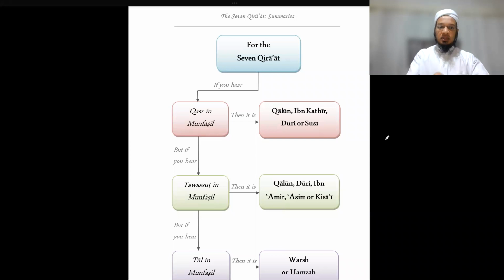So for the 7 qira'at, if you hear qasr in mad munfasil, then it's going to be either Qalun, Ibn Kathir, Duri, or Susi. If you don't hear qasr, but you hear tawassut, then it's going to be one of Qalun, Duri, Ibn Amir, Asim, or Kisa'i. And if you don't hear tawassut, but you hear tul, then it is either Warsh or Hamza. So you first listen to the mudud in order to narrow it down to these combinations of qurra. Now we're going to look at each of them separately and see how to differentiate between them.